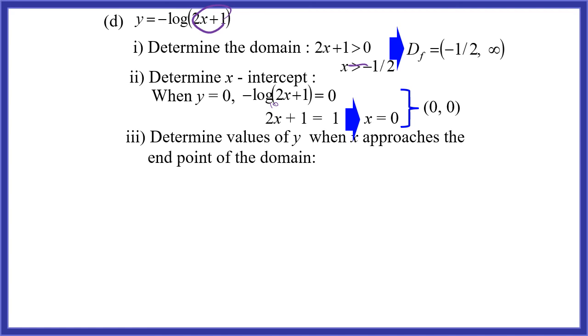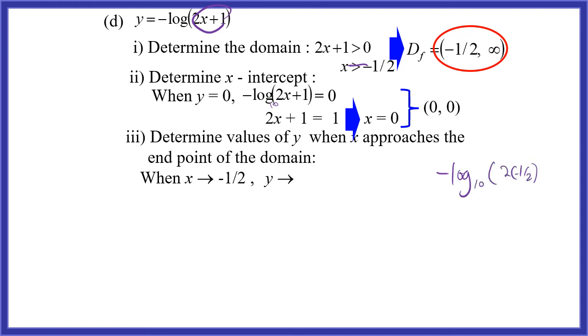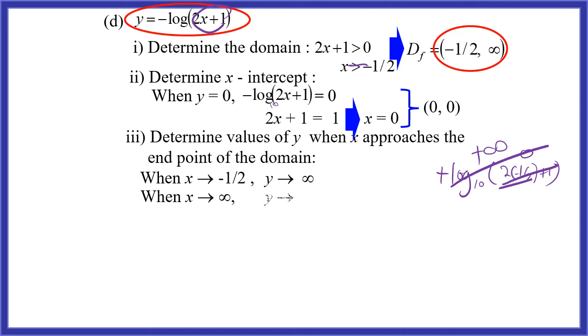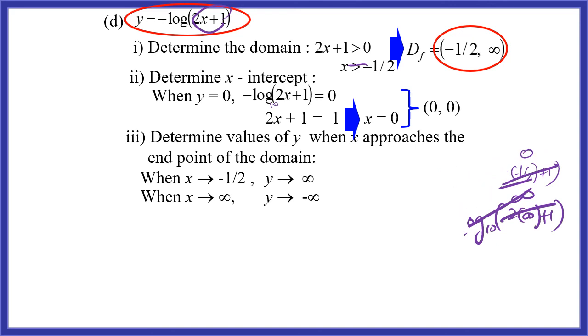And then determine the value of y when x approaches the endpoint of the domain. So when x approaches negative 1 over 2, y approaches negative of log base 10 of 2 times negative 1 over 2 plus 1. So this one will be 0. So negative of log 0 is negative of negative infinity, which is equal to infinity. Because we have negative and negative, it will be positive. And then when x approaches infinity, y approaches negative of log base 10 of 2 infinity plus 1. So this one is infinity. Log infinity is infinity. So negative infinity. So one will be negative, one will be positive.